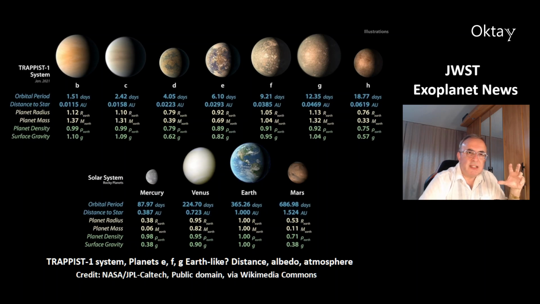There are several factors that are important for a planet to be potentially a life planet. One is the distance from its star. Second is albedo, that's the reflectivity of the surface. And the third is the composition of the atmosphere, how much greenhouse gases are in the atmosphere.